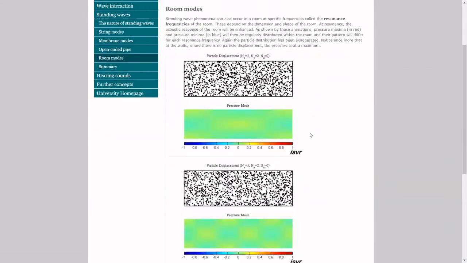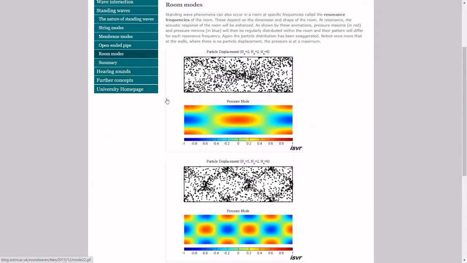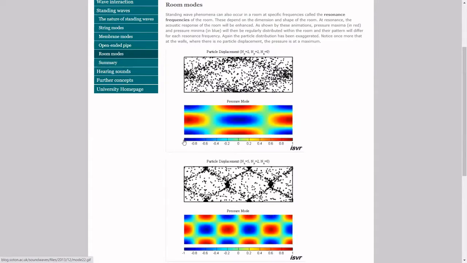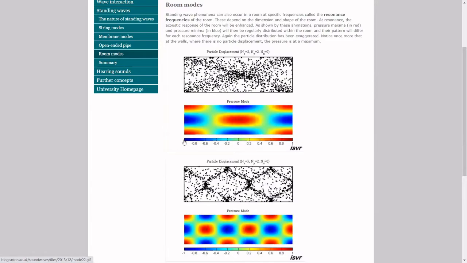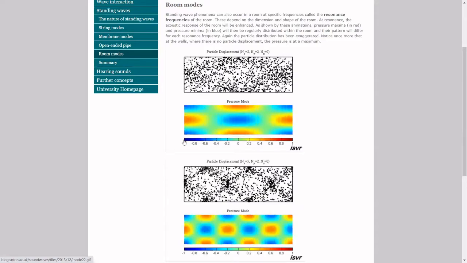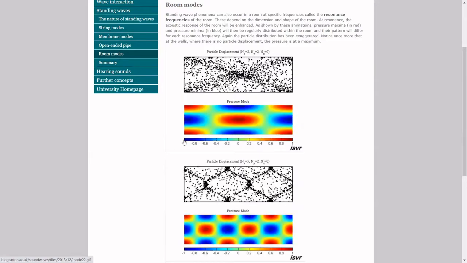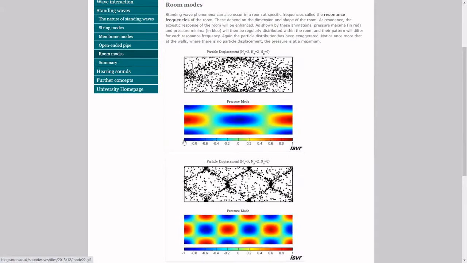This same website has some other simulations. I just clicked on the tab right below open-ended pipe. And these are showing you the richer normal modes which actually exist in a three-dimensional box. So all of the musical instruments aren't really one-dimensional, are they? It's a three-dimensional volume within the trumpet, within the saxophone.